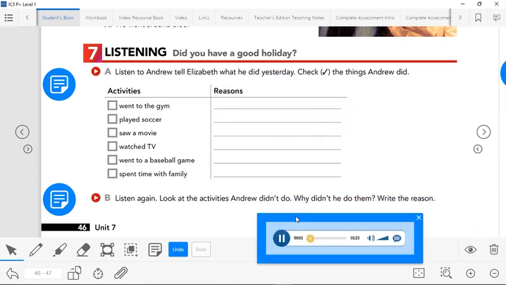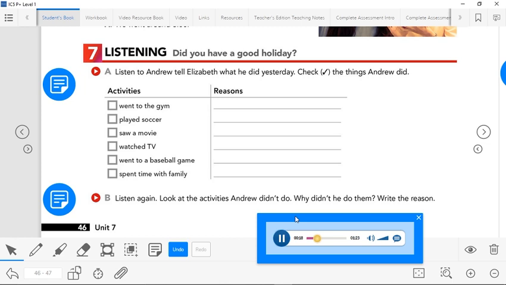Page 46. Exercise 7. Listening. Did you have a good holiday? Part A. Listen to Andrew tell Elizabeth what he did yesterday. Check the things Andrew did.